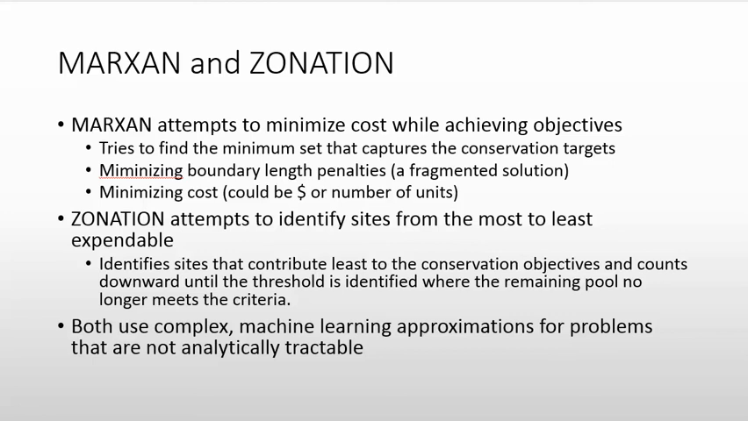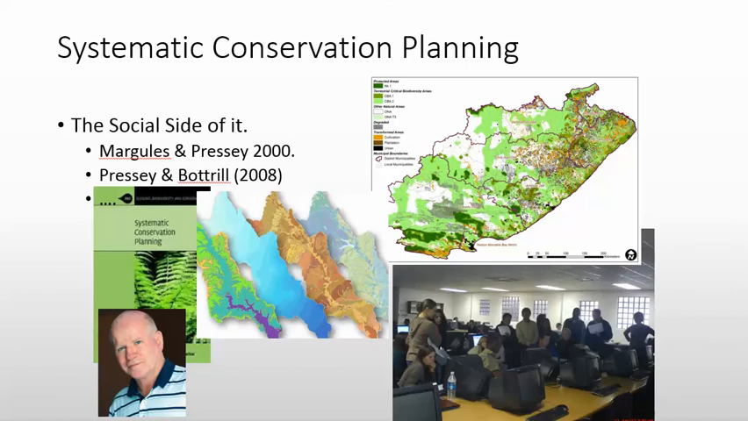So MARXAN, what we'll hear from Patrick, uses simulated annealing, basically looking for solution landscapes and randomly trying different ones and trying to move up the efficiency landscape by changing it.